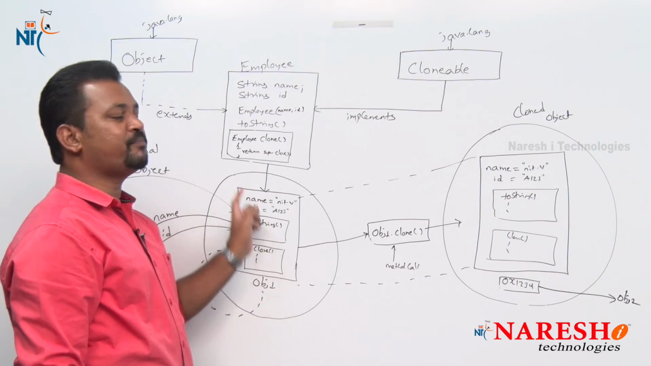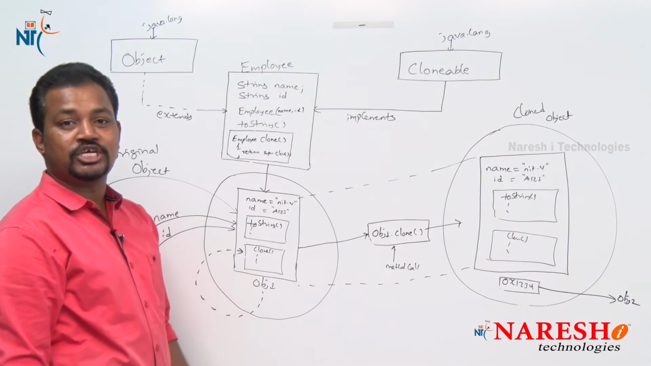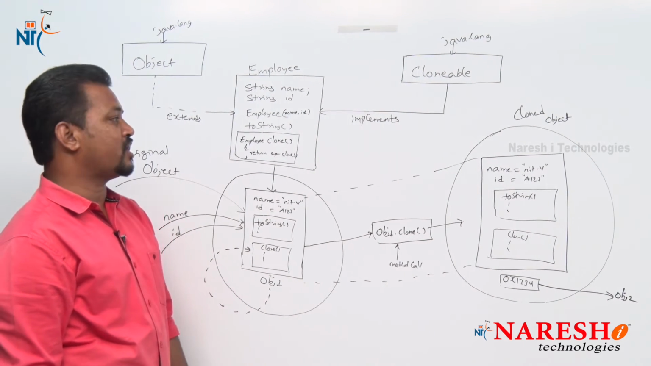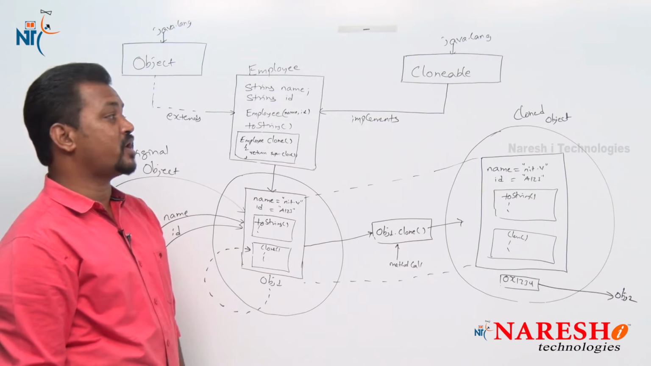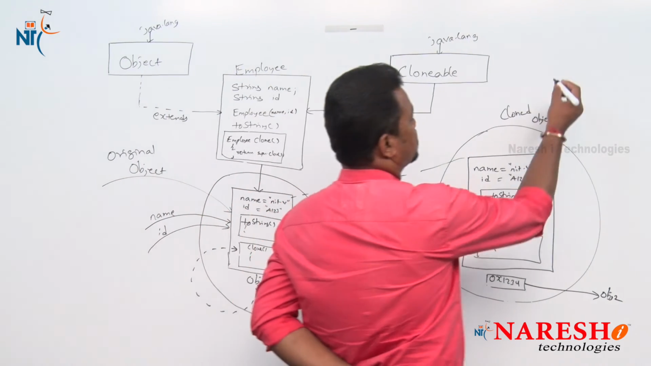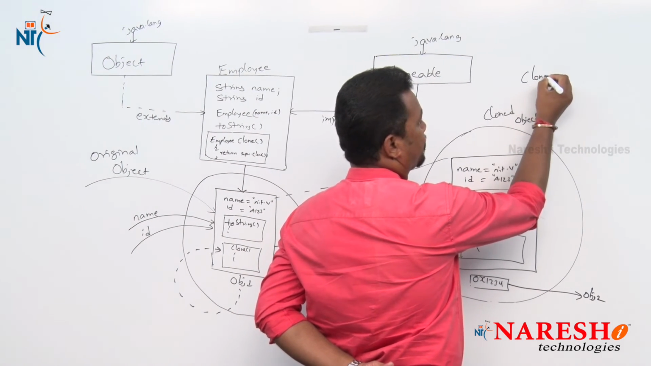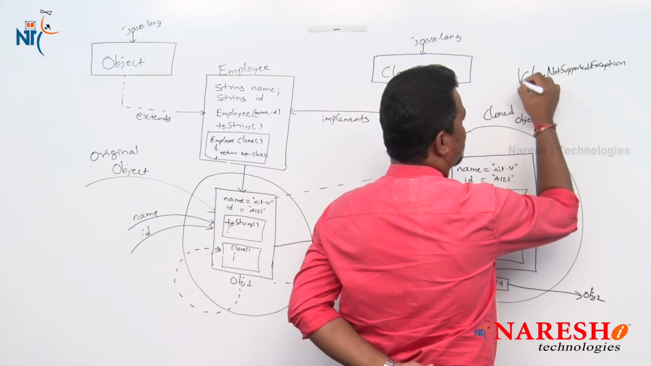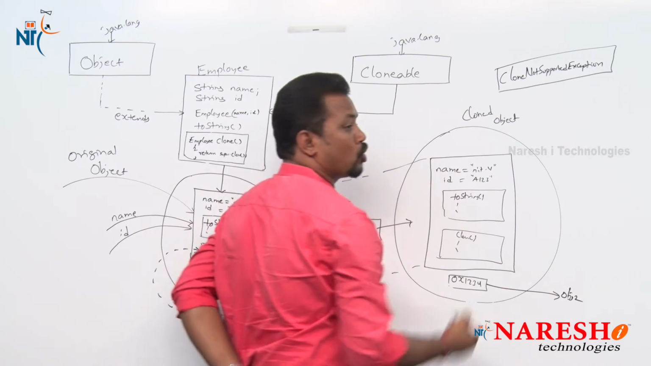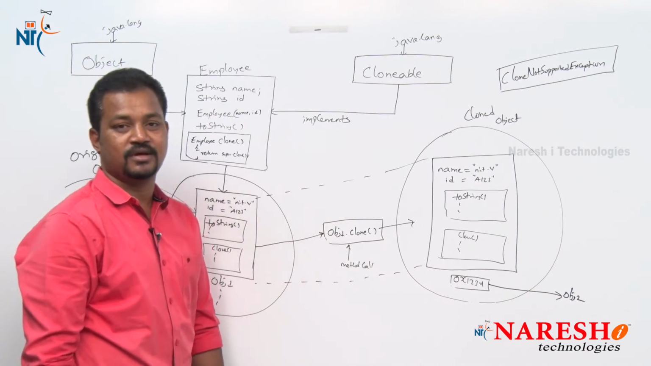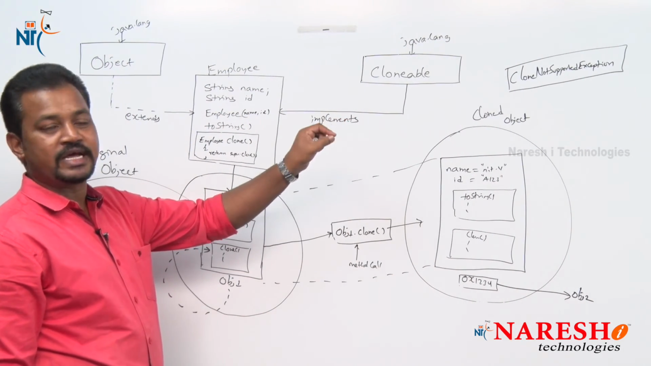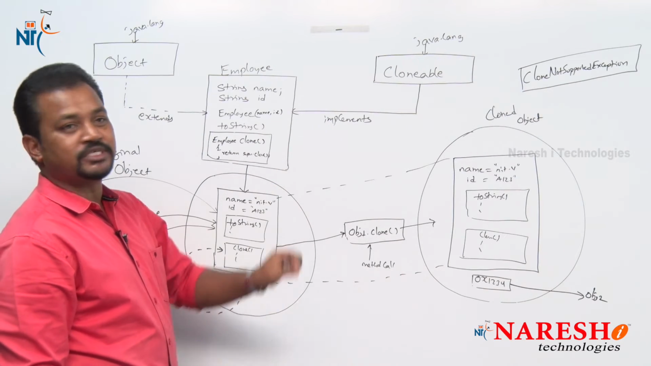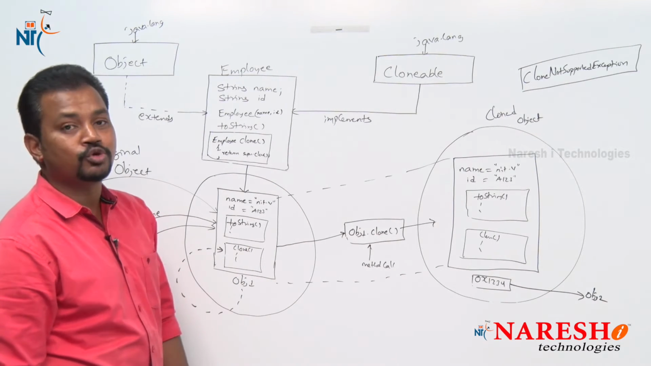In the process of performing this action, it raises one exception, a compile time exception, or checked exception. We call it CloneNotSupportedException. I will get one exception known as CloneNotSupportedException, and this is a compile time exception. We are going to represent it to the compiler by using the throws keyword.